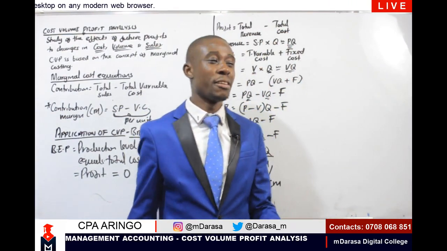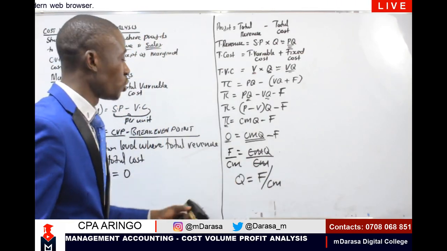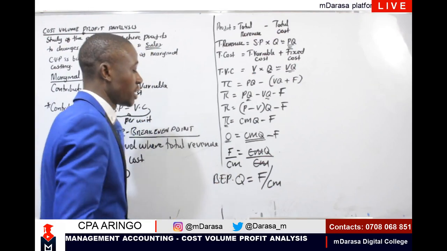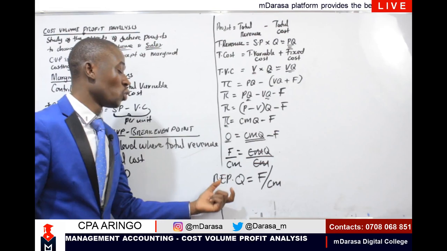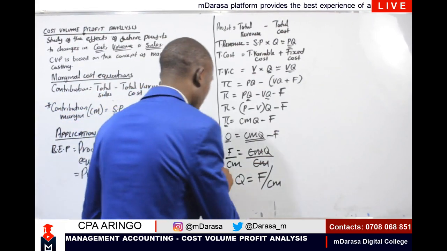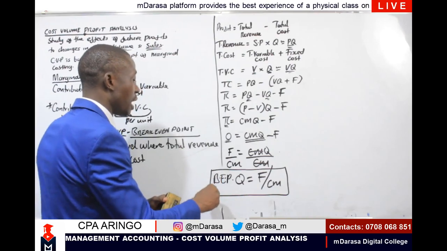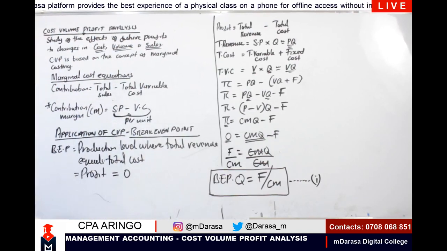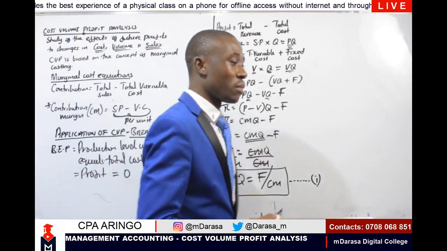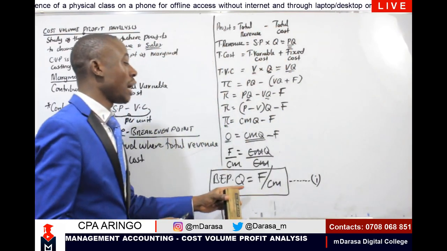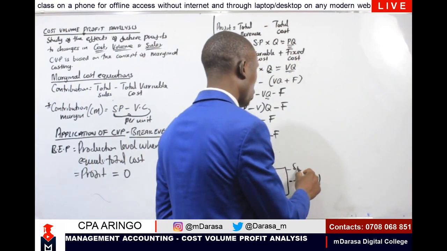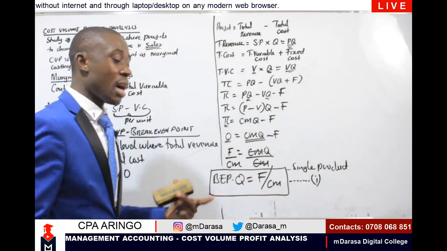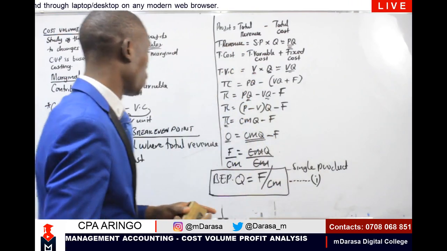Basically, this is the production level where my profit will be equal to zero. So we've achieved our break-even point in quantity. Break-even point in quantity, the production level where my profit is equal to zero. So we can say that we have arrived at our break-even point formula. Take this to be our equation number one. And this one I'm determining the break-even point for a single product, where we only have one product.